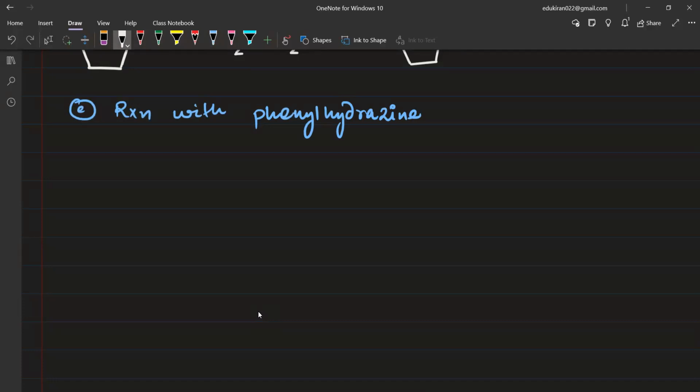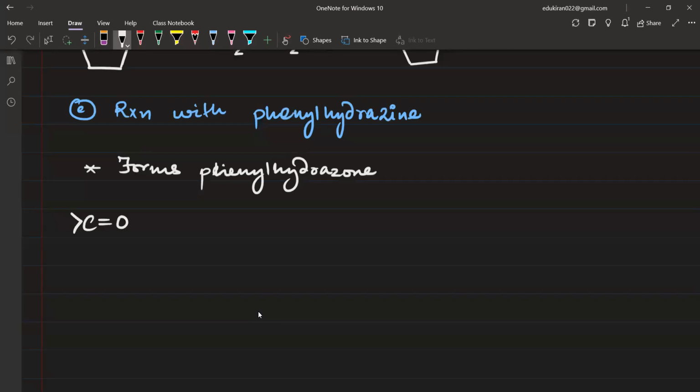Reaction with phenyl hydrazine. Please see what it will form. Phenyl hydrazone. You have carbon double bond oxygen, plus NH2, single bond NH2, single bond NH, singly bonded with a benzene ring. That is the phenyl group.